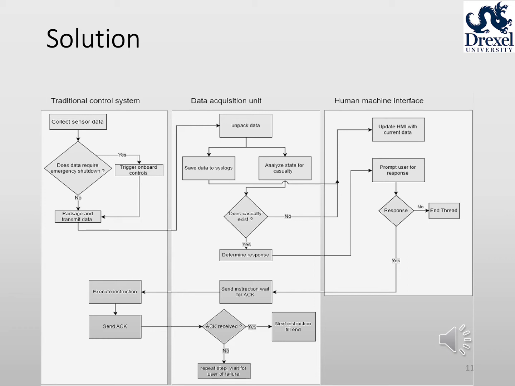The human-machine interface will prompt the user for action if a casualty is detected. Once an action is initiated by the user, the DAU will compile the appropriate instruction and send it to an appropriate microcontroller in the traditional control system. That microcontroller will then execute the actions described and send an acknowledgement of completion.